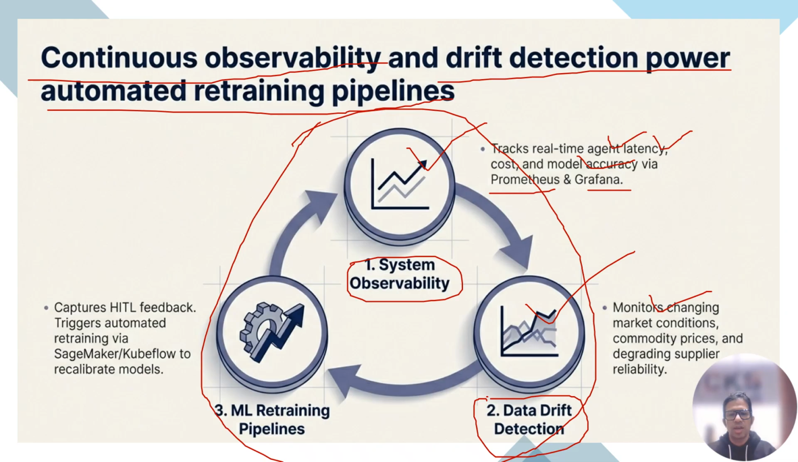Now comes the ML retraining pipeline. This is the third one. This means the system doesn't wait for someone to say the AI is wrong. It learns continuously from outcomes. It captures human-in-the-loop feedback: approvals, revisions, rejections, and edits. That feedback becomes a training signal.